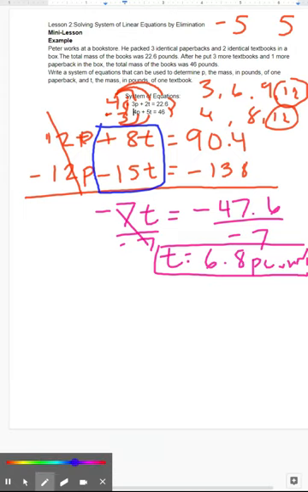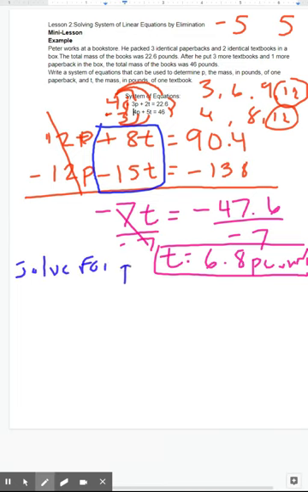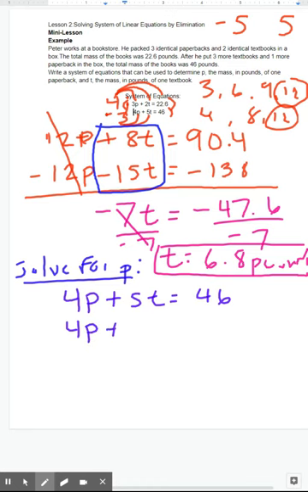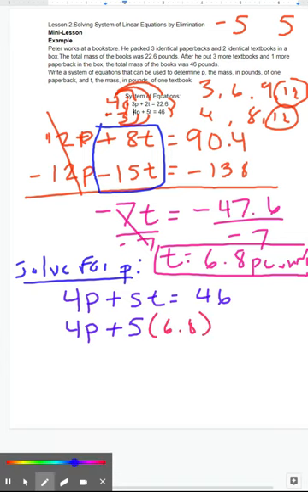In order to solve for P, I need to plug in. You could pick any equation that you want to use. Let's say I want to use the second one, 4P plus 5T equals 46. I already know my value of T, so I could just plug that in. So it's going to be 4P plus 5 parentheses 6.8 is equal to 46.